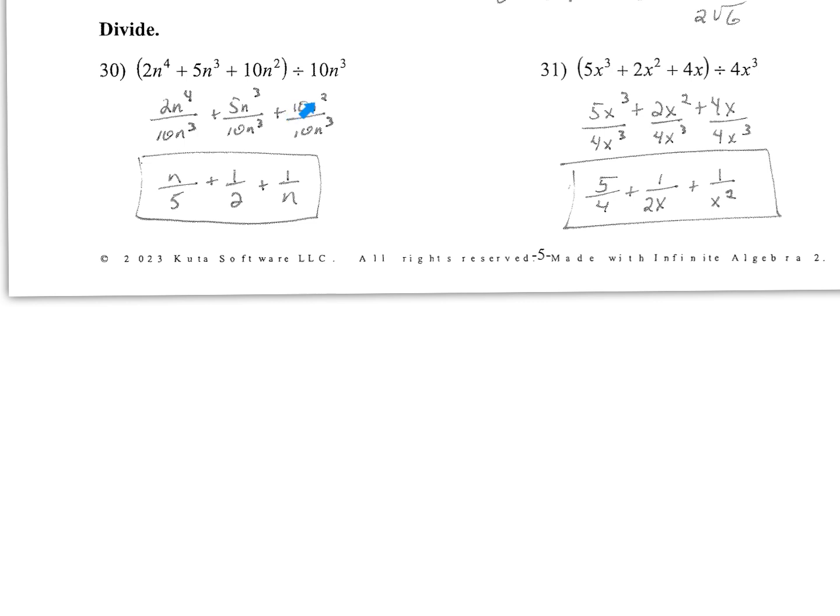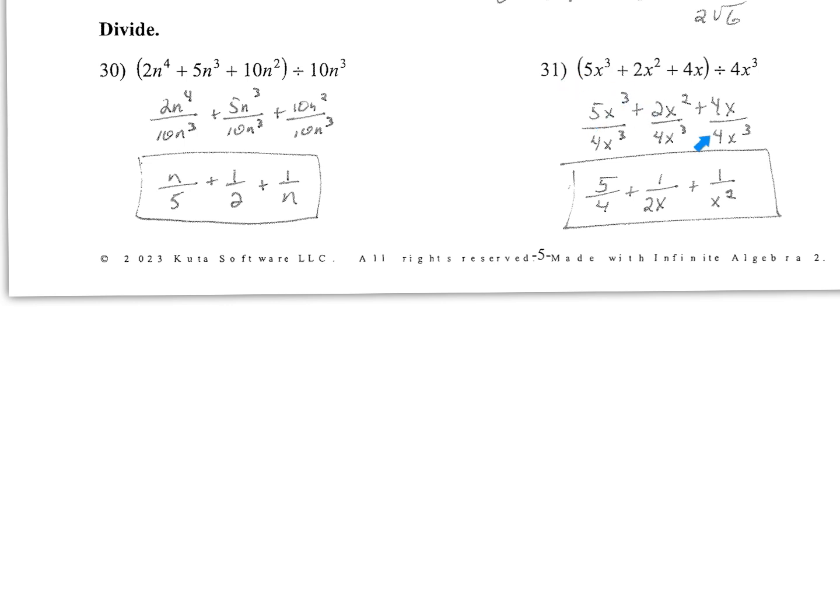And then finally 10n squared divided by 10n cubed, we actually end up with 2 minus 3, which is -1, so we end up with an n in the denominator. So 1 over n. 10 over 10 is just 1, but we have to replace the n, so 1 over n, okay? All right, 31. Same thing.